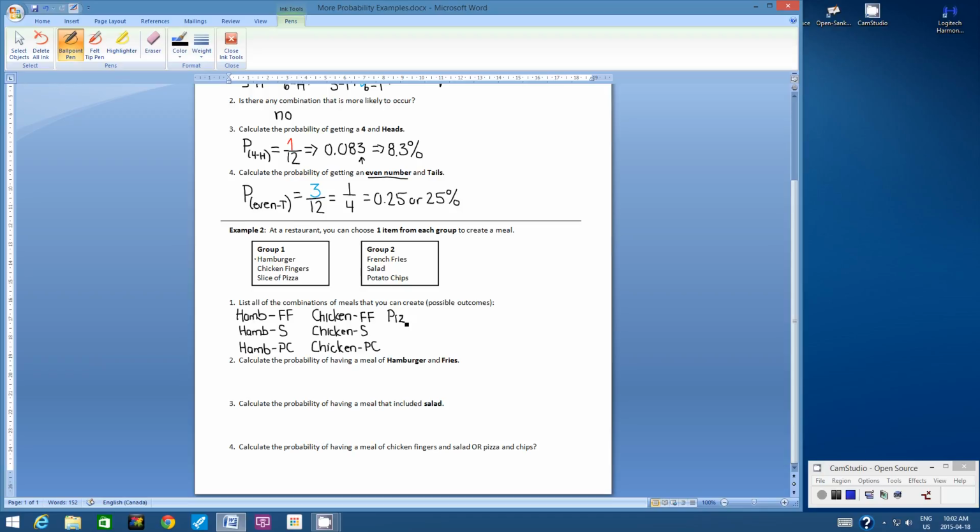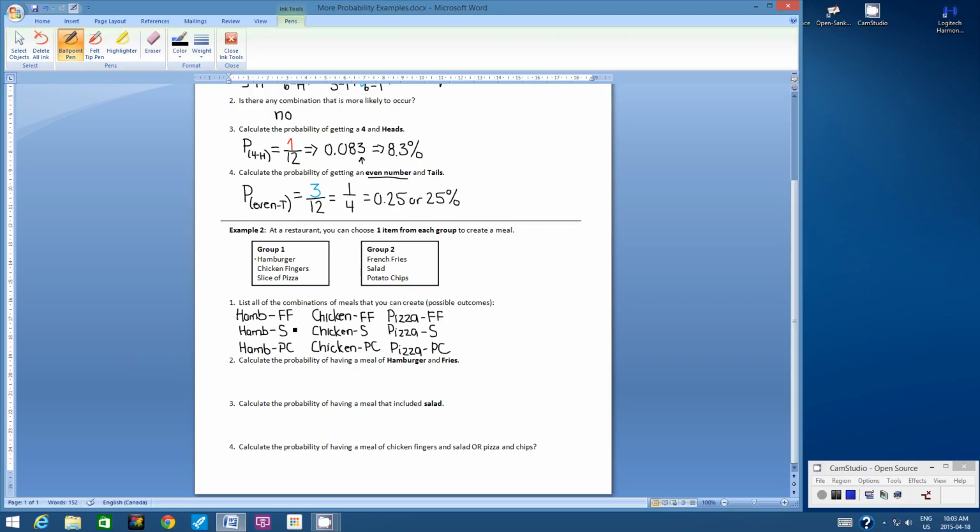So we have pizza, and that can be combined with French fries. Odd combination, but still tasty. Then we have pizza with salad. And then we have pizza with potato chips. So are there any other possible outcomes? No. So let's count them.